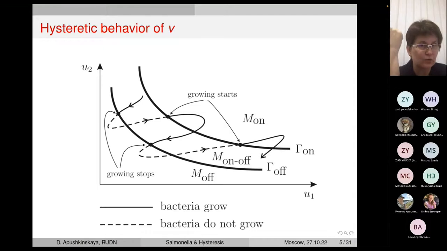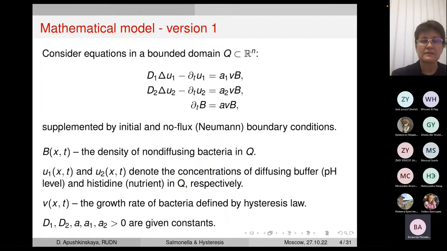This function v depends on u, and it's defined by values of u and also defined from the history. From the history, right? But could you please return for the moment to the previous slide to see the equation? Yes. So v enters the last equation, the equation for b. Growth of B, so depending on these properties of V, which you just introduced now, B will be growing or not. This is how we should understand that. Yes. Okay. Thanks.